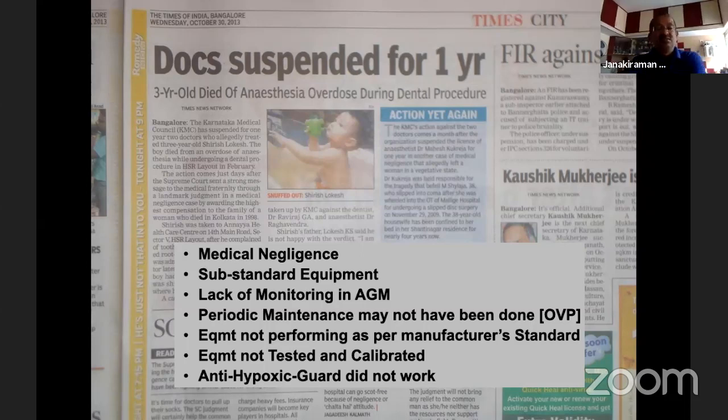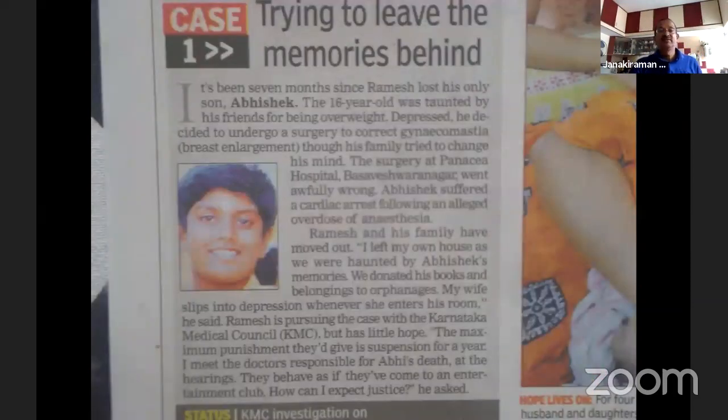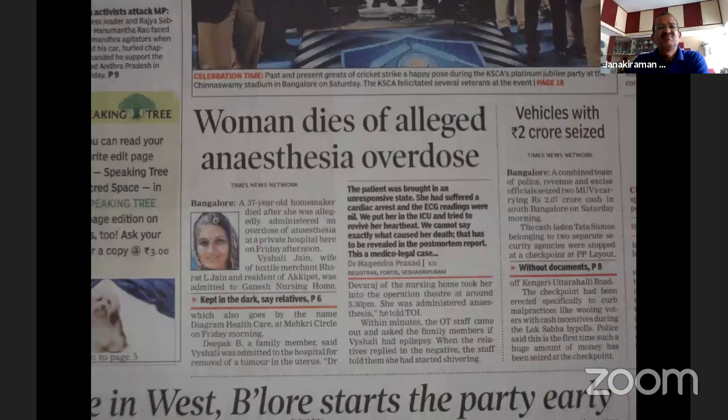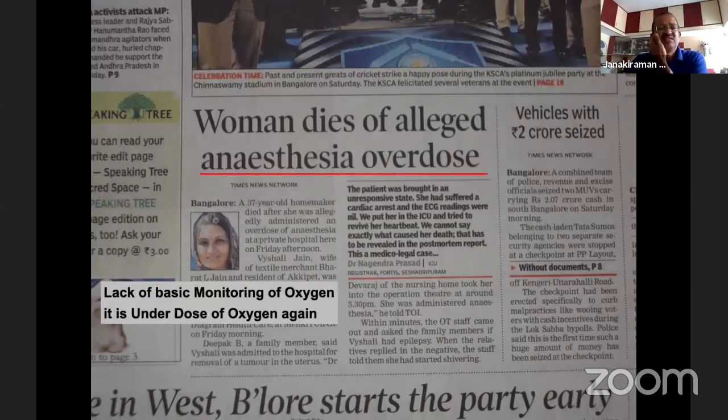The nitrous oxide and the oxygen are interconnected either through a belt or a chain. Probably that was broken, but whatever it is, the percentage of oxygen delivered to the patient is not measured. Gross negligence by the anesthetist. Another boy, 16 years old, went for a minor surgery, died on the table. A woman dies of alleged anesthesia. So like this, we'll see what is happening over here.